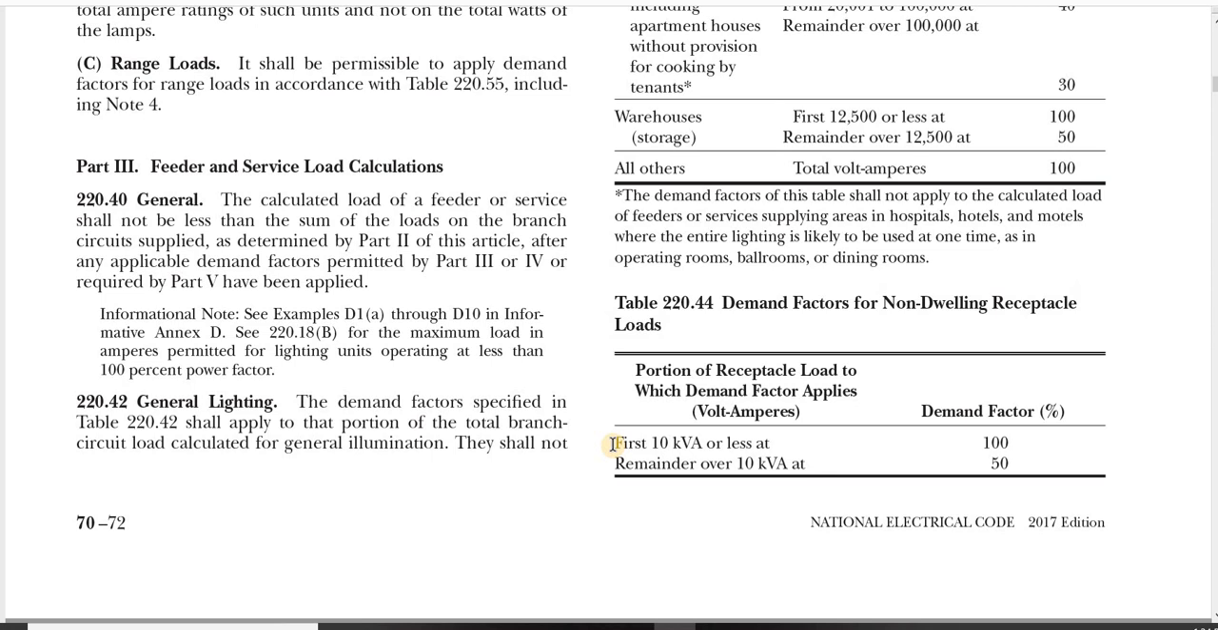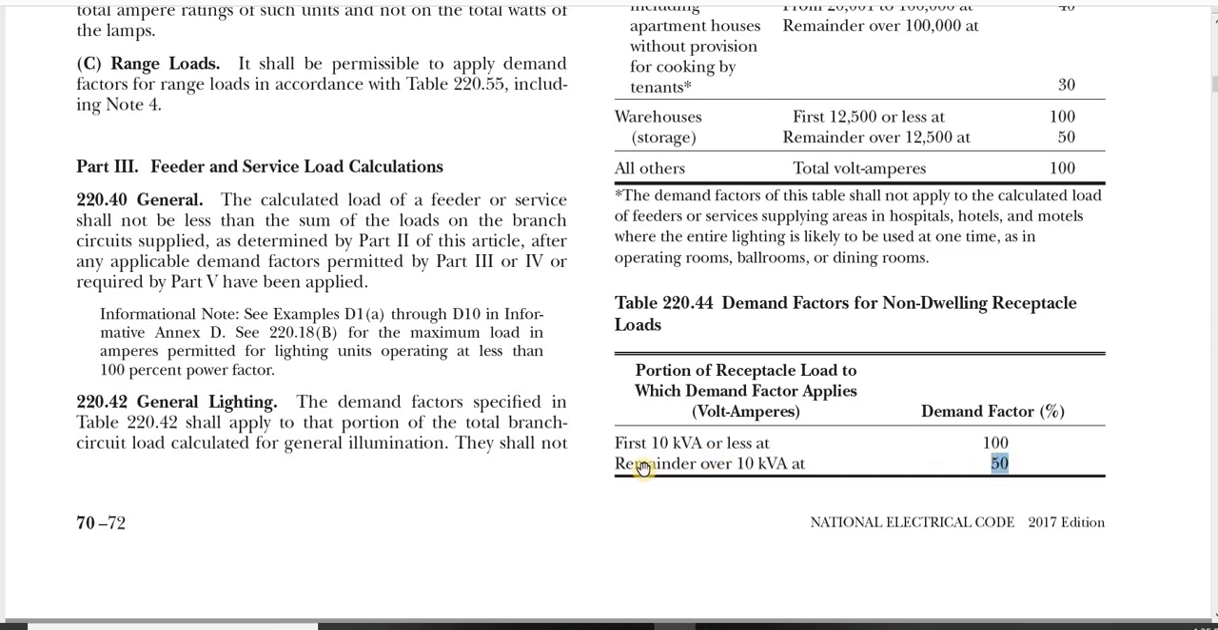All right, so now it says what? The first 10 kVA or less at 100%, and then the remainder over 10 kVA at 50%. Well, our total was 13,500. So we write down the 10,000 because that's 100%. We have to take the first 10,000 at 100%, so that part we're going to keep. Okay, that's our 10,000 VA or 10 kVA, whatever you want to say it. We keep that in. And I always tell people on exams, make sure you break it all the way down into the VA. So if it was 10 kVA, that's 10,000 VA.